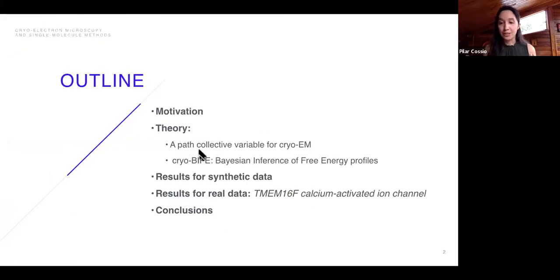I'm going to start with the motivation of our work: why extracting free energy profiles is important, what we can learn from free energies, and how Cryo-EM can help us extract them. Then I'm going to present our theory, a path collective variable for Cryo-EM, and our Bayesian inference methodology for extracting free energy profiles. Then I'm going to present some results for synthetic data, where we have full control over all the Cryo-EM imaging conditions, and we really want to push the system and the method and ask: when does it work? Under what conditions does our method work? And finally, I'm going to present some results with real Cryo-EM data for a calcium activated ion channel.